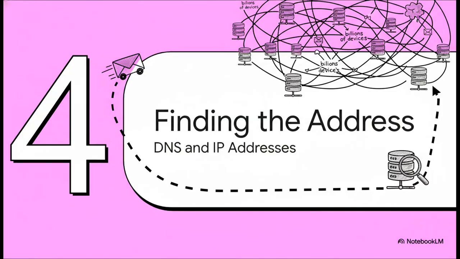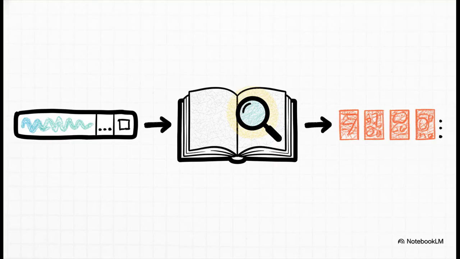It knows the rules of the road, but the internet is a massive place. We're talking billions of devices. How in the world does it find the one specific server it's looking for? You see, we type in easy-to-remember names like explainer.com, but computers don't think in words. They need numbers, specific numerical addresses.